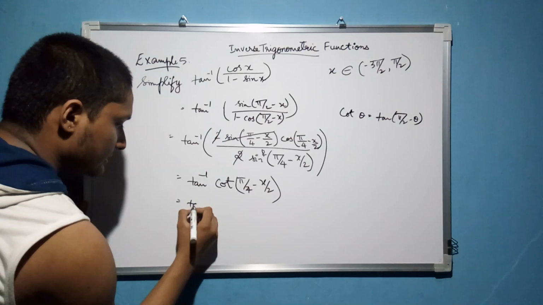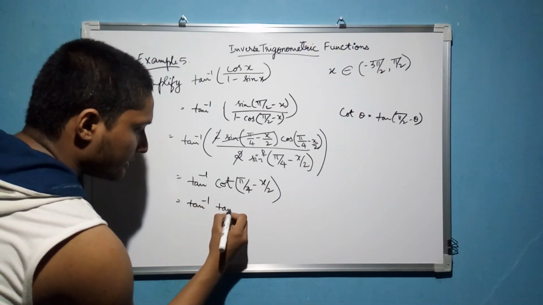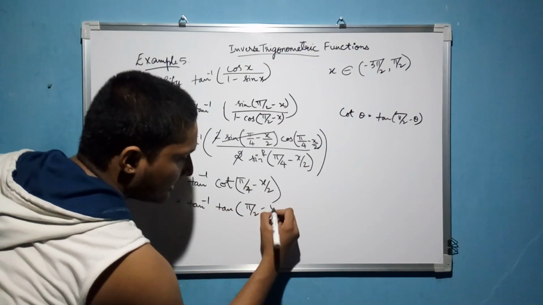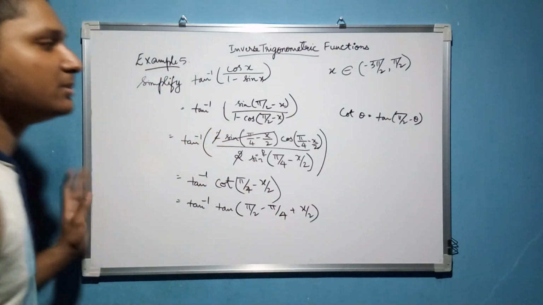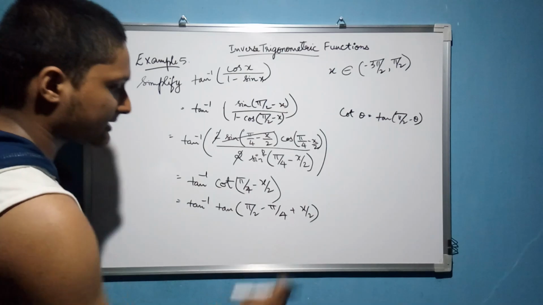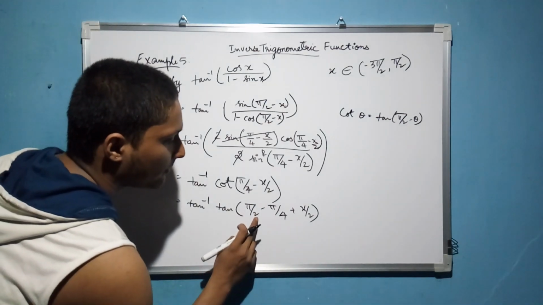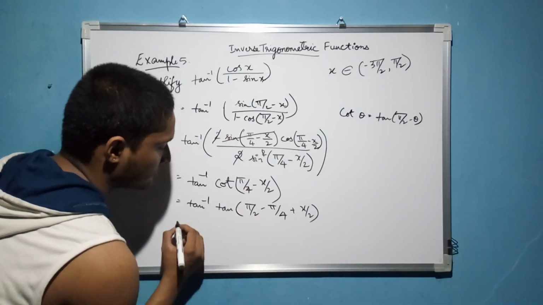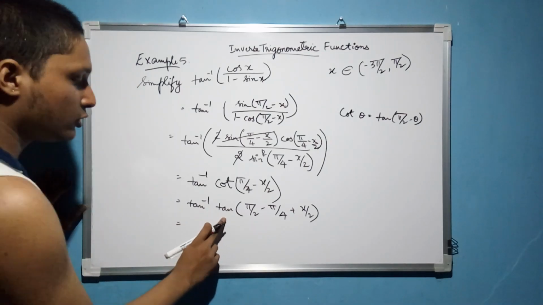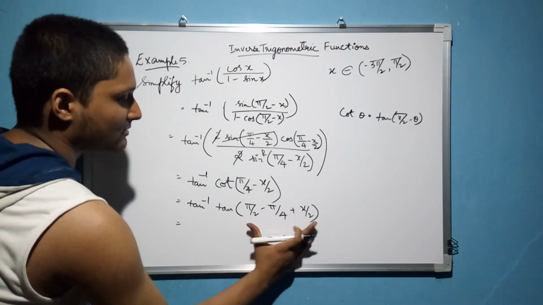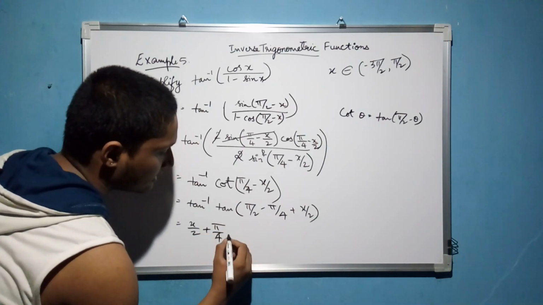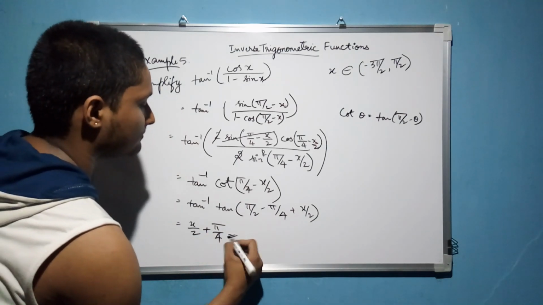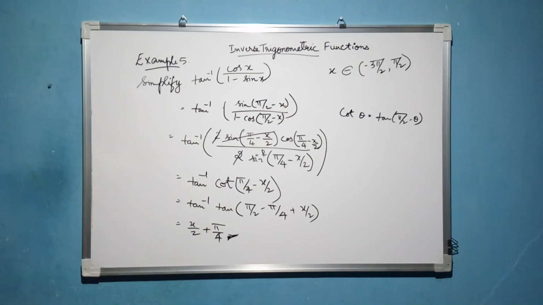So you get tan inverse of tan of pi by 2 minus pi by 4 plus x by 2, because it is going to be minus of minus x by 2, you get plus x by 2. So here you have pi by 2 minus pi by 4, that is tan inverse, and tan is going to get cancelled, only the remaining thing comes, that is x by 2 plus pi by 4 is the answer. This is the simplified answer for the given question.